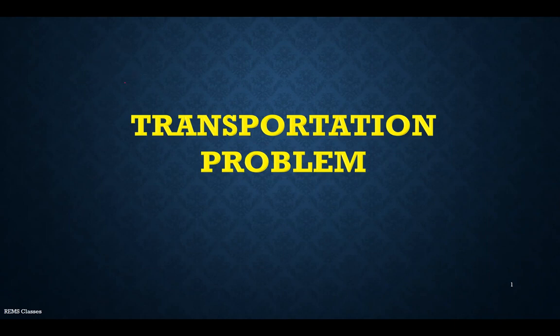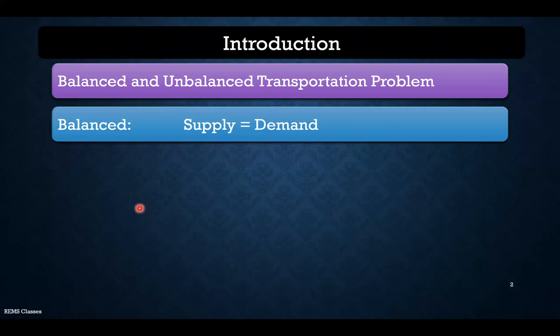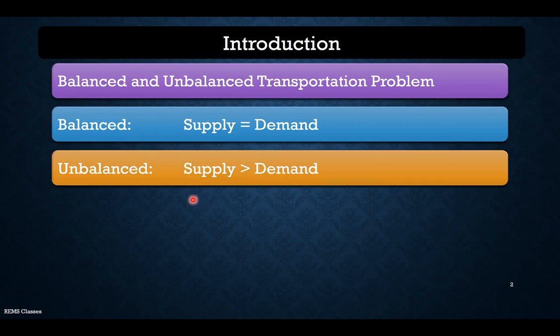In the introduction of the transportation problem, we have either a balanced transportation problem or an unbalanced transportation problem. First we will talk about the balanced transportation problem, then we will go for the unbalanced one. If the supply is equal to the demand, we say that it is a balanced transportation problem. And if the supply is not equal to the demand, then this is a case of unbalanced transportation problem.